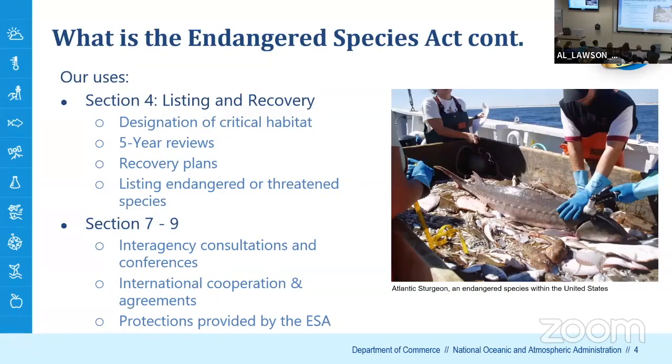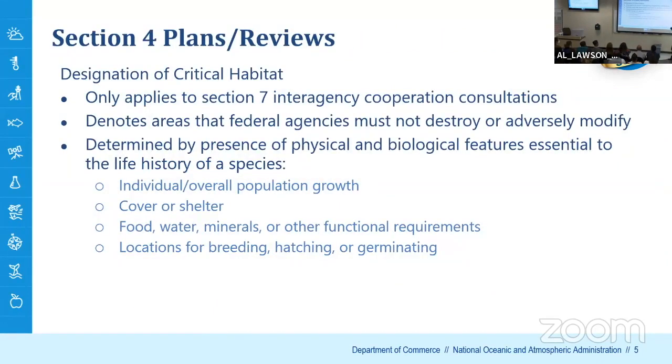So if you see critical habitat pop up in a lot of papers that talk about the ESA, that's what protects them. This also goes into recovery plans and listing endangered species. And then we have sections 7 through 9, which deal with interagency consultations, which is what I assisted with, international cooperation agreements, and protection provided by the Endangered Species Act. With section 4 particularly, we're looking at how this applies to section 7. Section 7 consultations are those interagency consultations in which we try to make sure that people don't mess up wherever they are.